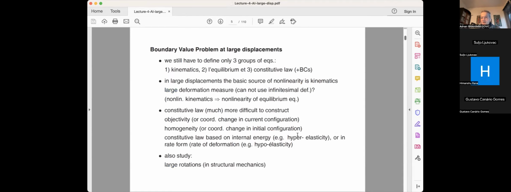So basically, we are still studying a problem of mechanics. And even though we have very large displacement and large deformation, we still have to find only three groups of equations. One is kinematics, giving you a connection between deformation and displacement. The other is equilibrium, giving you a connection between stresses, internal forces, and applied external forces. And finally, the constitutive law, to give you a connection between the corresponding choice of stresses and strains. They have to be conjugate in the sense of work.